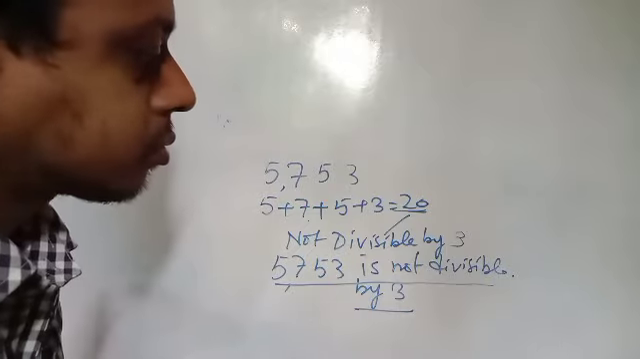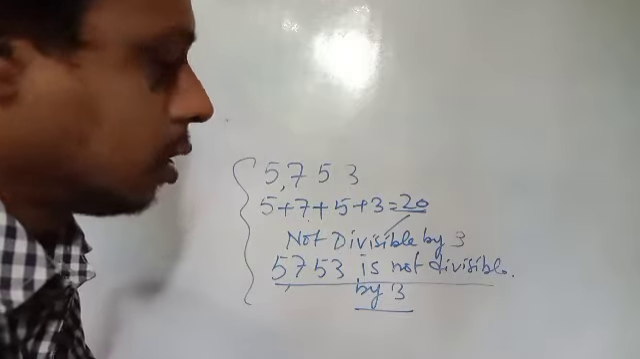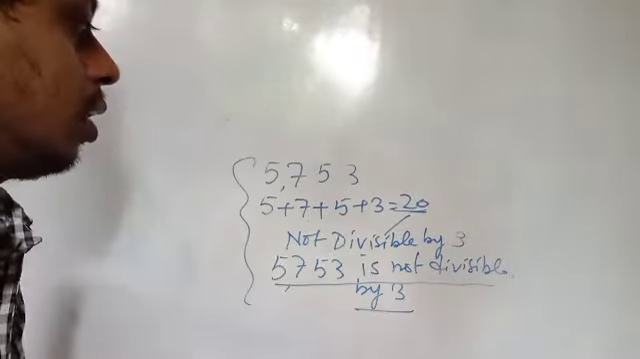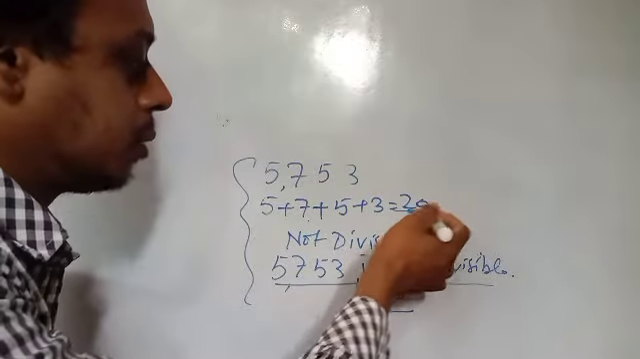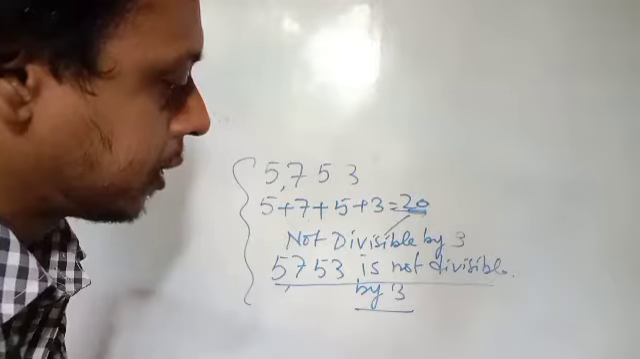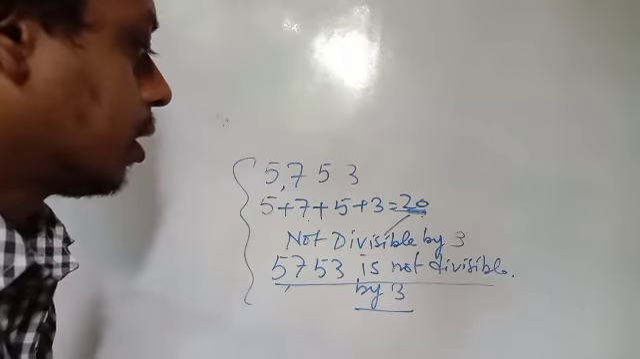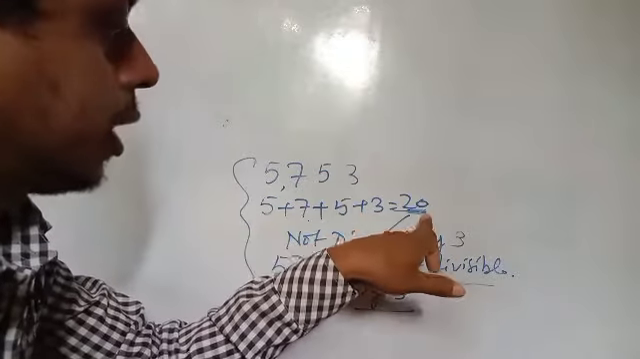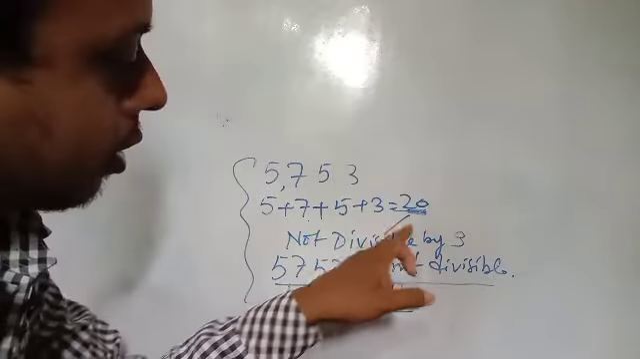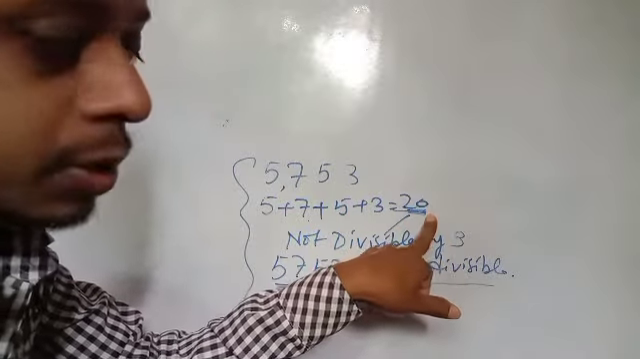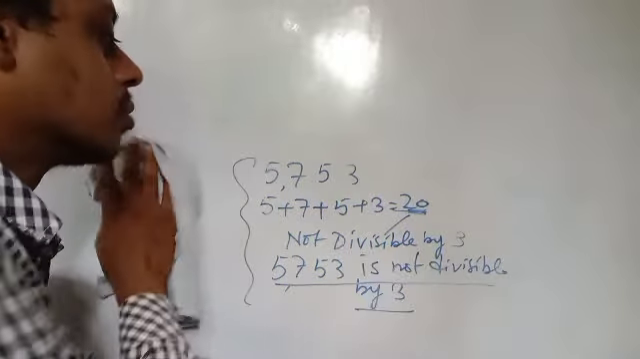So this way you have to find out whether the number is divisible by 3 or not. So I told that 3 and 9 are the same. If the sum is divisible by 9, then the number also will be divisible by 9. If the sum is not divisible by 9, then the number also will not be divisible by 9. So by 3, you have to check the sum is divisible by 3 or not. By 9, you have to see whether the sum is divisible by 9 or not.